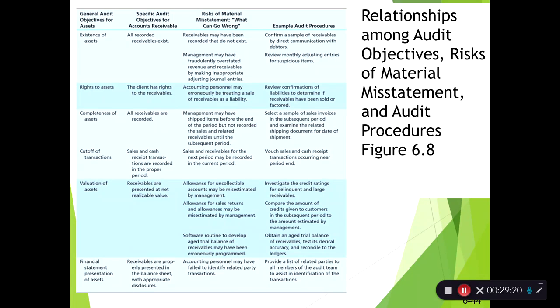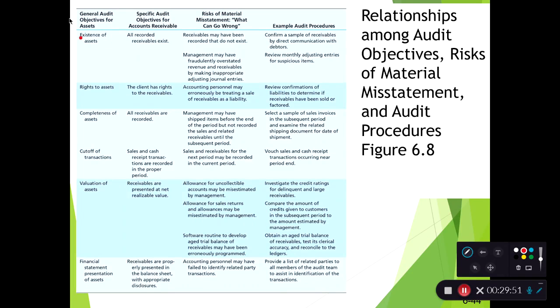And this is, again, one of these nice summaries, although it was a little bit of a summary, but really a set of examples here for how we can have an assertion tied to an account, and how that creates an audit objective, thinking about what could go wrong, and then what can we do as an audit procedure to give us some assurance that what could go wrong didn't actually happen.